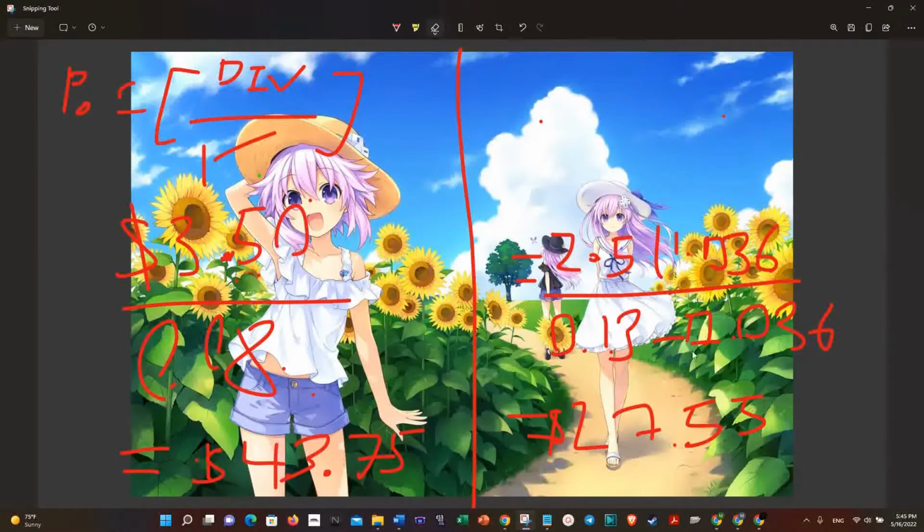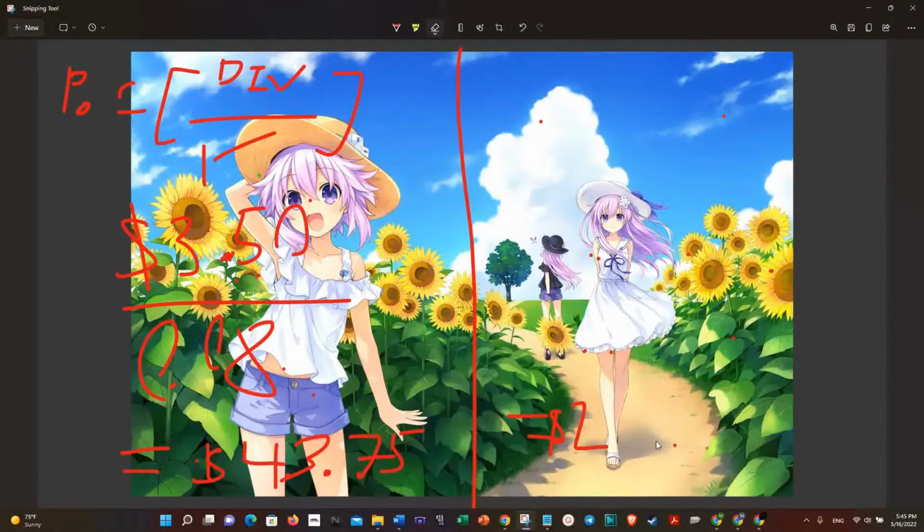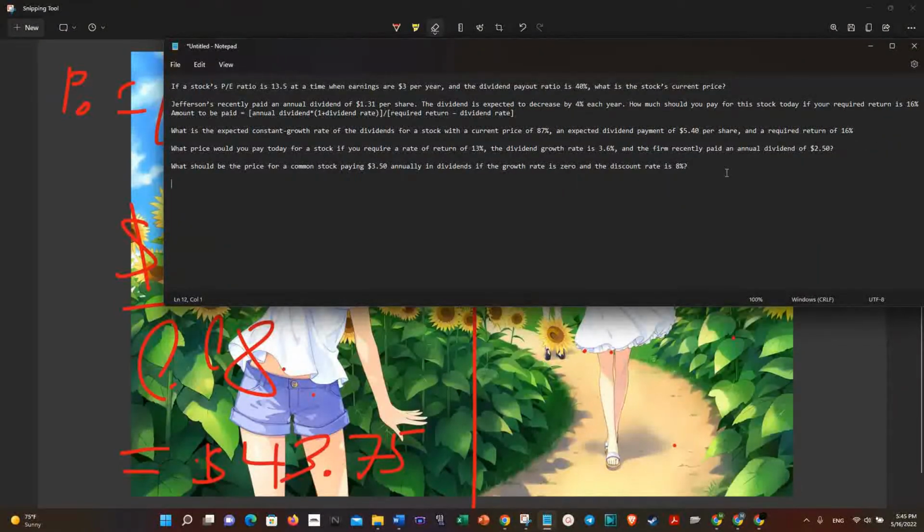So let's erase this side now, just so that we can move on. Good. So here we have the next question. And that question is, what should you pay for a stock if next year's annual dividend is forecast to be $5.25? The constant growth rate is 2.85%, and you require a 15.5% rate of return.